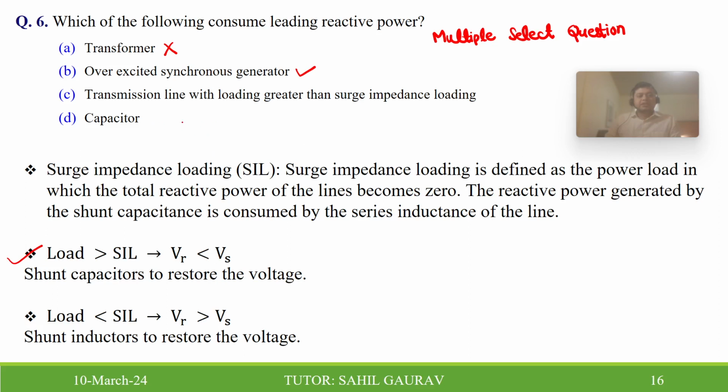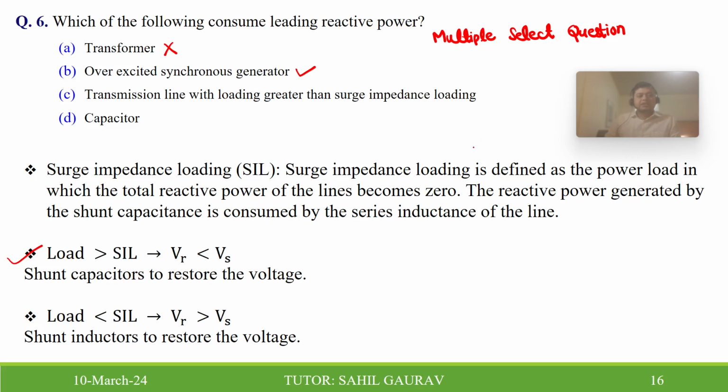And also, in this problem they are asking which of these consume leading reactive power. So transmission line with loading greater than surge impedance loading means the receiving voltage will become less than the sending voltage, and it requires compensation with a shunt capacitor. So it will not consume leading reactive power. So this is also incorrect.